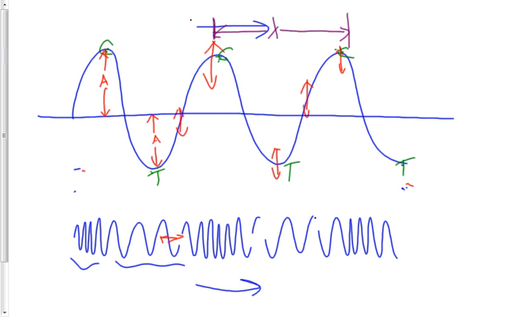From one crest to one crest. Or you could have gone from here to here, or from trough to trough, right? The distance over which the wave repeats itself, as soon as you're back basically to where you started, that's one complete wavelength. And that's going to be measured in meters, right?